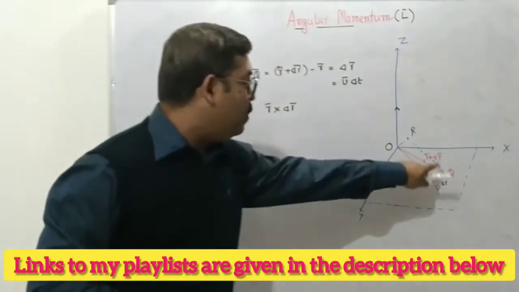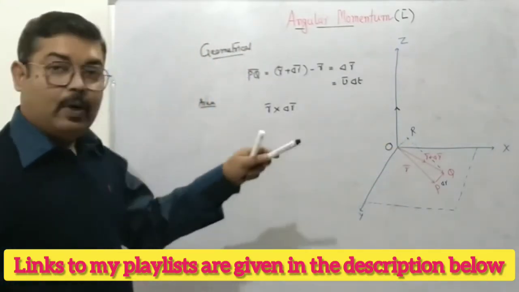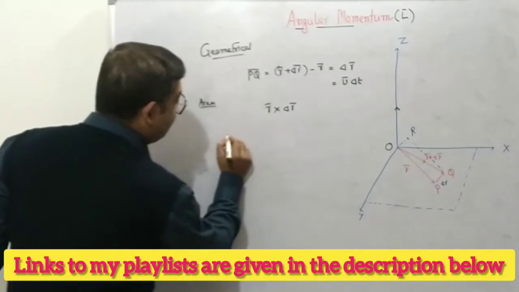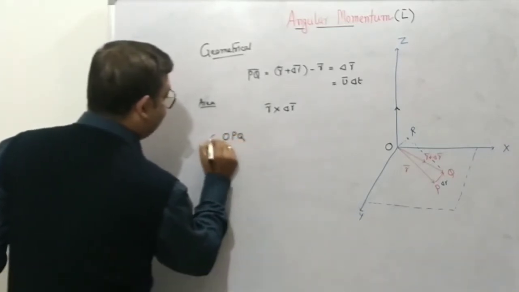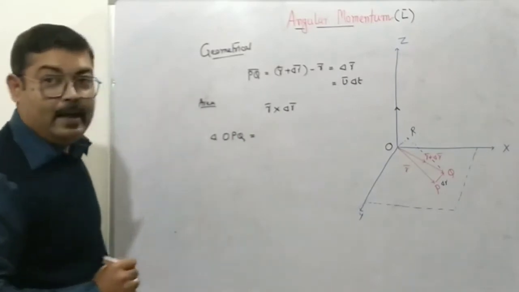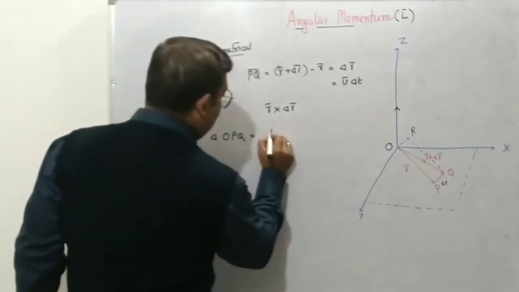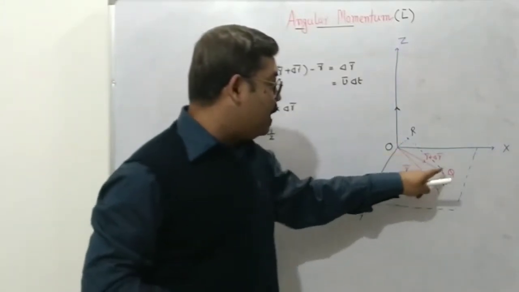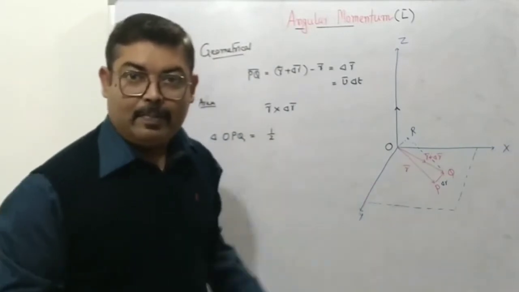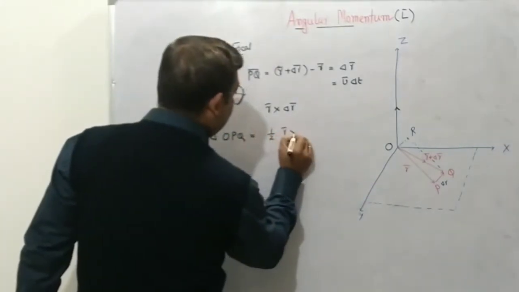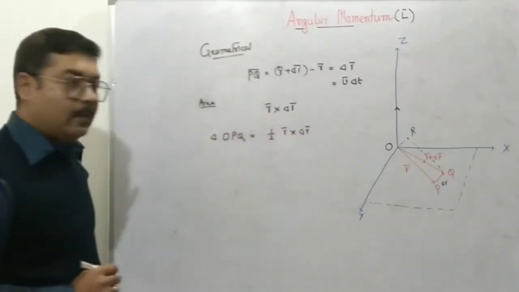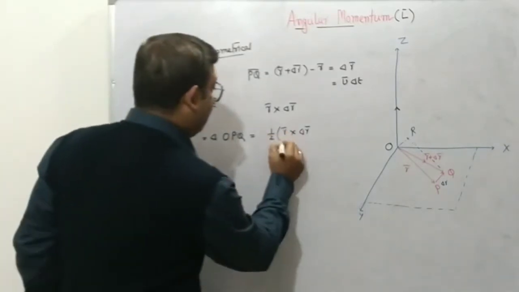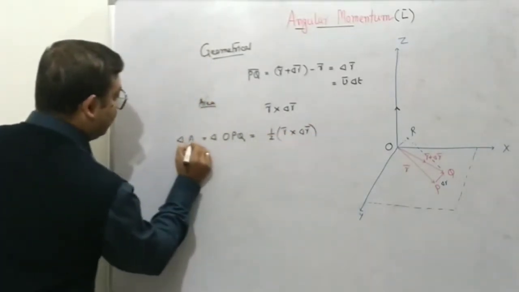Now, if the area of the parallelogram OPQR is this, then the triangle OPQ formed by the two vectors has an area of half. Since OPQR is a parallelogram, the triangle formed by one of its diagonals and the two sides will be half the area of the parallelogram. So it will be half of r cross delta r. Let's call this the vector area. Please remember this is a vector. Let's call this vector area delta A.